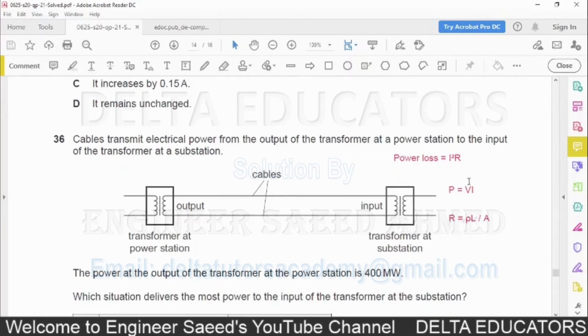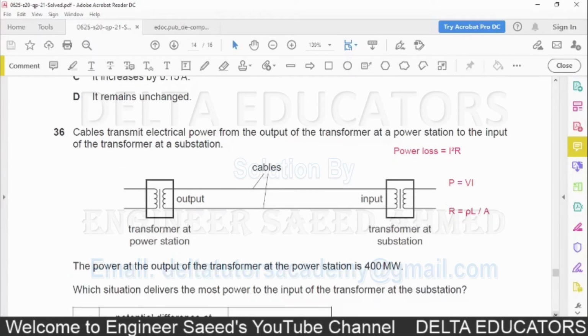Now the second thing that we should reduce is resistance. Resistance is given as rho L over A, where rho is resistivity, L is the length of the conductor and A is the cross-sectional area of the conductor. Now if we have to reduce the resistance, we should increase the cross-sectional area of the cable. If we increase the cross-sectional area of the cable, resistance will decrease, and with the decrease in resistance, power loss will decrease. So here we have to transmit the power at high voltage and we have to increase the cross-sectional area of the cable.